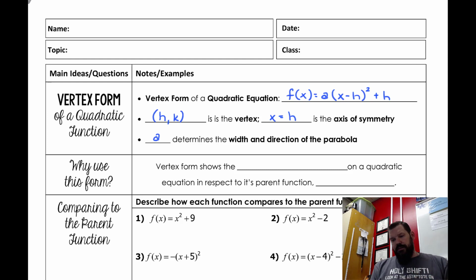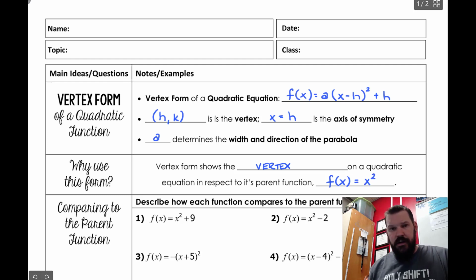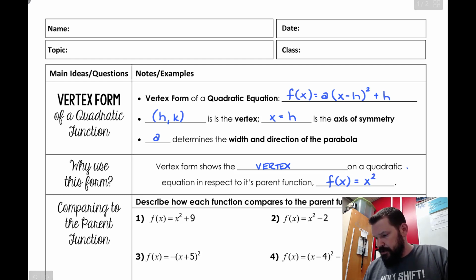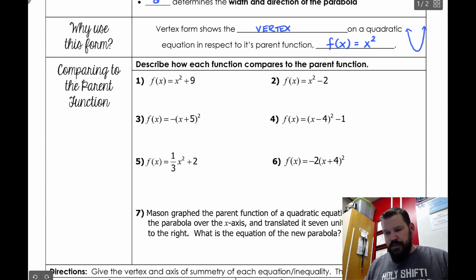As for why we use the form, the vertex form shows the vertex of a quadratic equation in respect to its parent function, which we already should know is f of x equals x squared. And remember, that graph is a parabola that opens up. The vertex is centered at the origin, and that's all we have to do really with that. When we talk about parent functions, if you recall, I hope you still have the notes from the last time we were together, we talked about transformations and moving these functions around the graph.